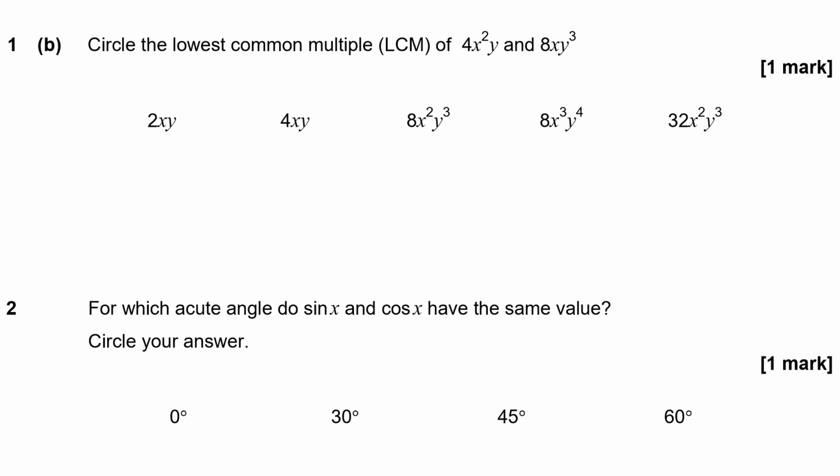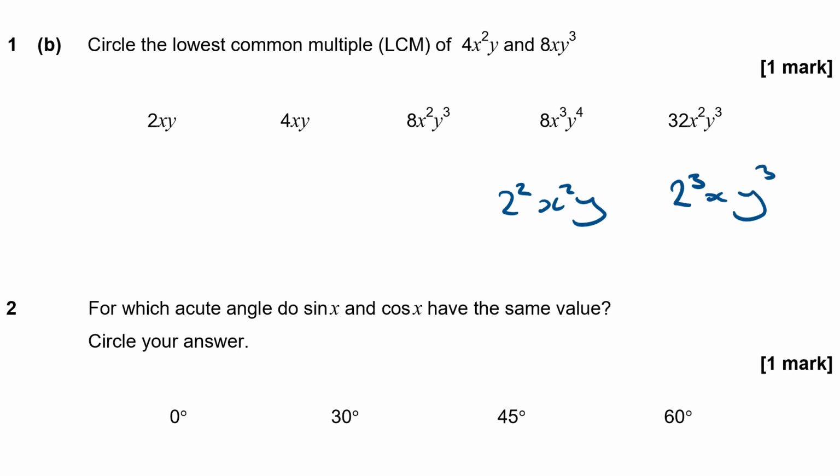Okay, question 1b. Circle the lowest common multiple of 4x squared y and 8xy cubed. Now I can do this by pulling out every prime factor that appears to its highest appearing power. So I'm going to rewrite these first. Well, 4 is 2 squared, isn't it? So let me just rewrite that as 2 squared x squared y. That's the first term. And my second term, 8xy cubed. Well, 8 is 2 cubed, x, y cubed.